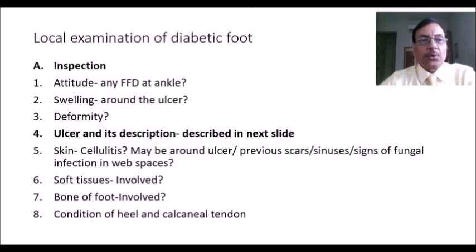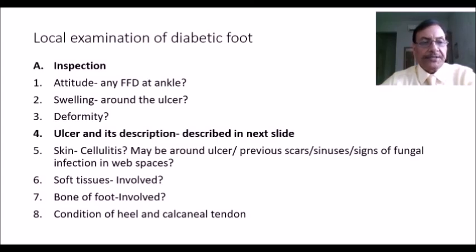We start with the local examination. Inspection is done with the attitude, especially focusing on fixed flexion deformity at the ankle. Swelling around the ulcer is to be noted, deformity is to be noted and documented. Ulcer and its description is necessary. You have to document it, and the details are described in the next slides.